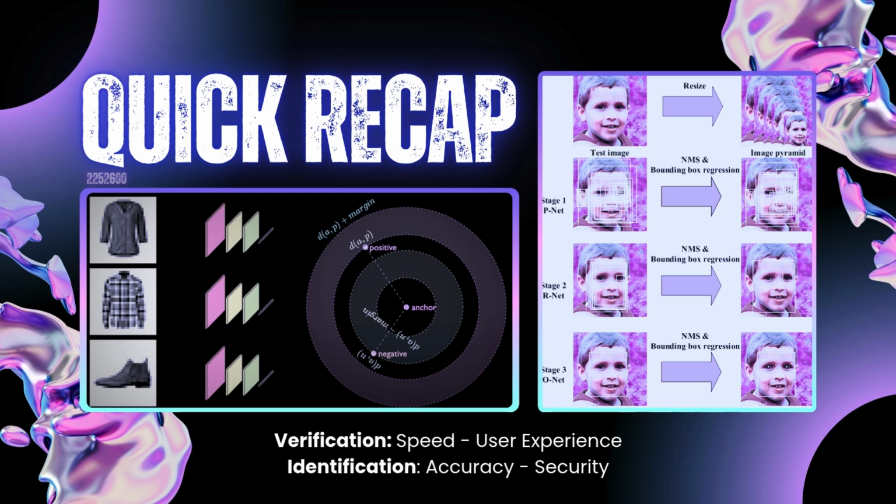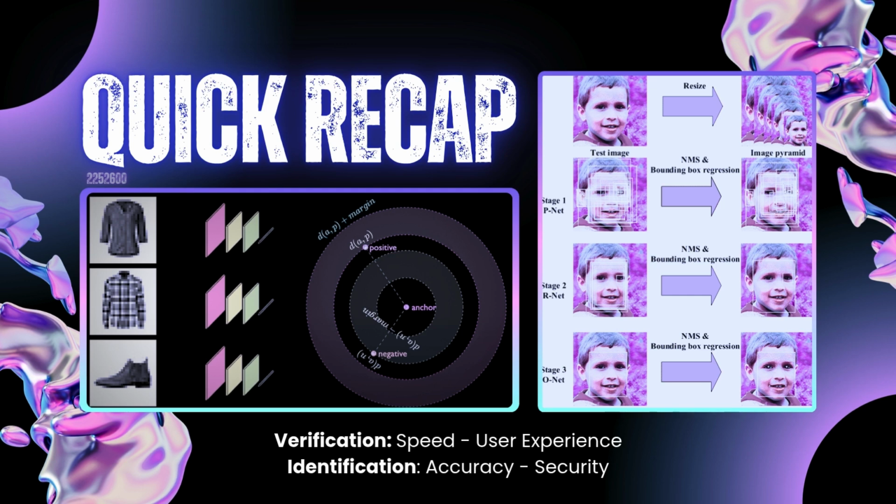Then on the right, we have a conceptual representation of a triplet loss function, which is central to FaceNet. The goal here is to learn an embedding space where distances correspond to facial similarity, with an anchor image, a positive image of the same person, and a negative image of a different person. And the loss function works to ensure that the distance between the anchor and the positive, the AP, is small, and the distance between the anchor and the negative, the AN, is large by at least a certain margin. And critically, a slight note at the bottom: the emphasis shifts based on the application.